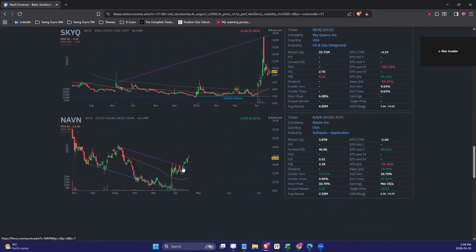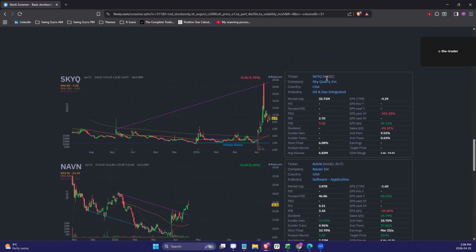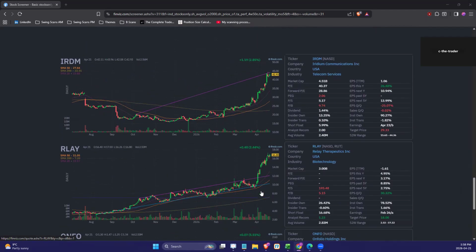That had a nice little flaggy right here. And I don't know what this is, software. SkyQ. That's interesting. I'm going to just add that just for fun. SkyQ, so I can do a flag. I don't know, it's high risk.